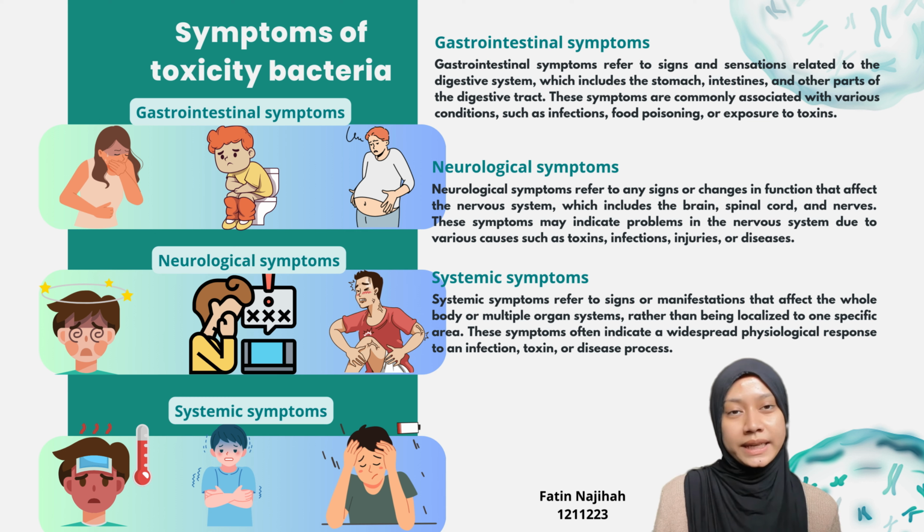The second is neurological symptoms, which include signs affecting the brain, spinal cord, and nerves, such as headaches or paralysis, which may be linked to toxins or infections. The third one is systemic symptoms, which involve the whole body and can include fever, chills, and fatigue. These symptoms suggest a widespread response to infections or toxins.